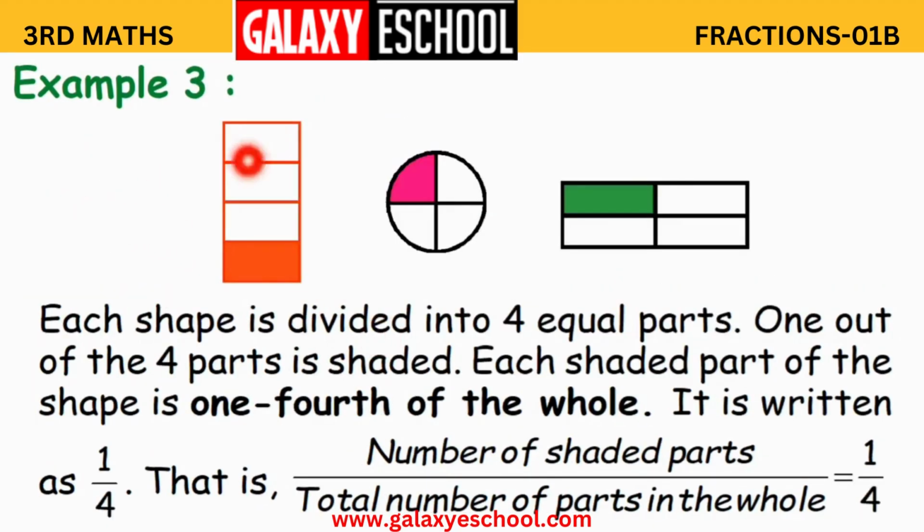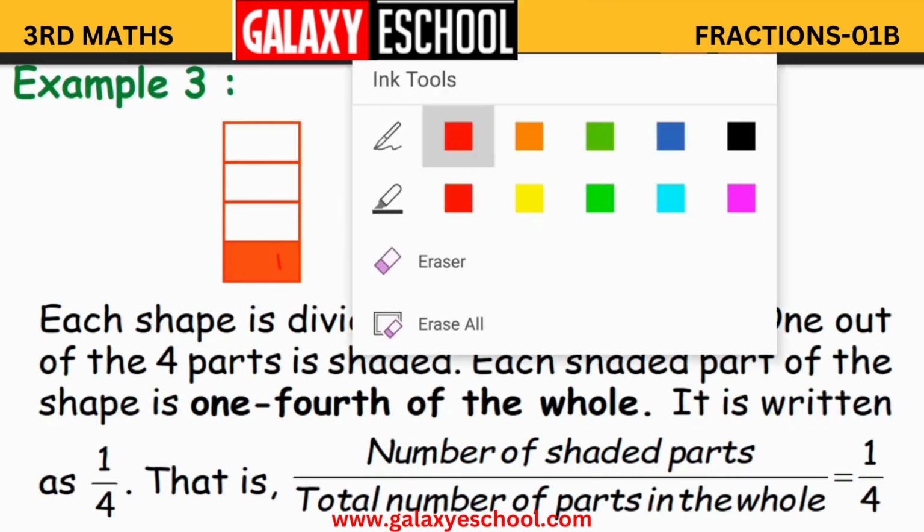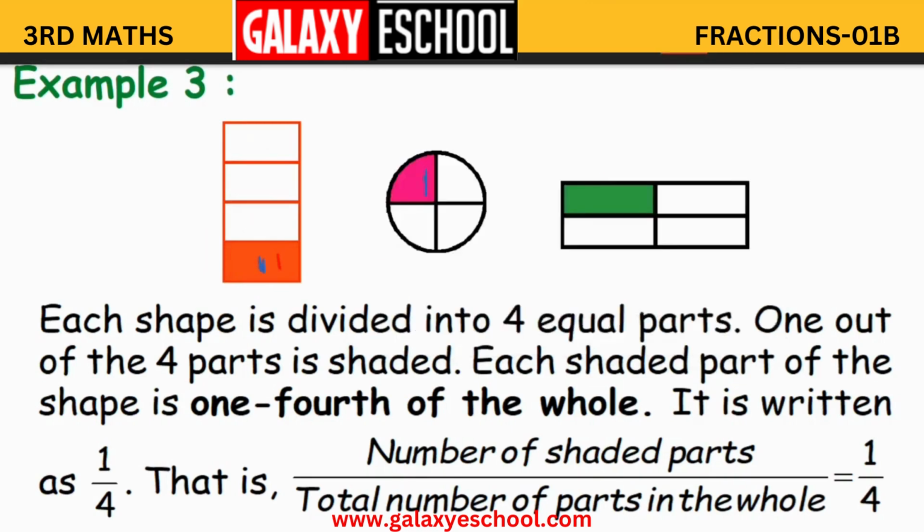Now if you look at example 3 here, each shape is divided into 4 equal parts. 1 out of the 4 parts is shaded. Yes, see each shape is divided into 1, 2, 3 and 4 parts. And how many parts are shaded? Only one. Only one part is shaded.